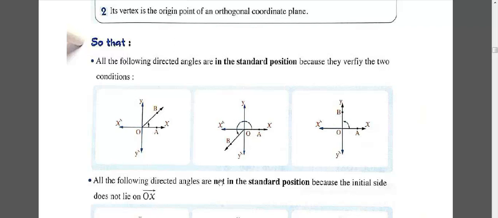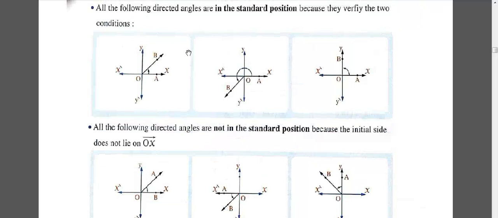All the following directed angles are in the standard position because they fulfill these two conditions. They verify the two conditions. Okay, we have two conditions here. All the following directed angles are not in the standard position because the initial side isn't on OX.